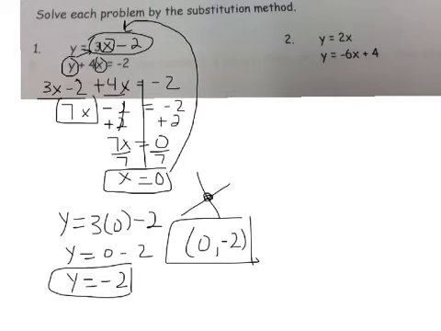Okay. The second problem over here, we look at them, and we see that actually both of them have been solved. So we really could pick either one. I'm going to take this one because it looks more simple. And that's been solved for y. And so I'm going to swap circles again. So this will be 2x instead of y equals, and then this side just stays the same, negative 6x plus 4.